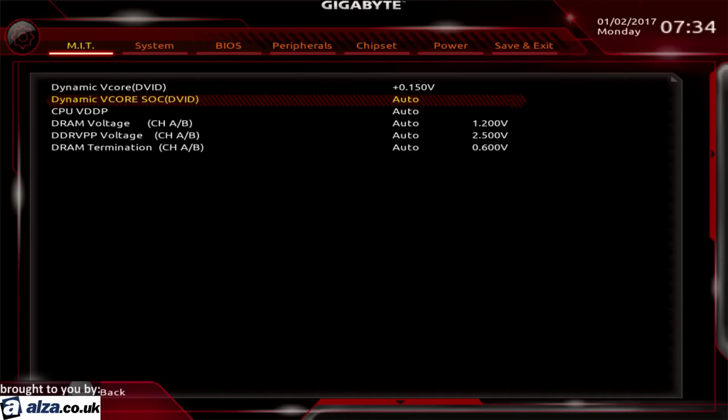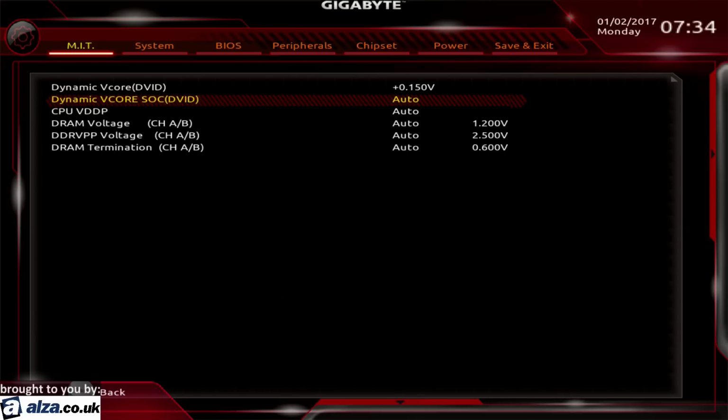The next thing is the V-core SoC. The SoC is everything on Ryzen that isn't the cores or the memory PHYs. Well, there are a few bits of the chip that aren't part of the SoC, but basically everything else is, and that includes the Infinity Fabric and a good chunk of the memory controller. So in some cases you're going to want to crank up the voltage on that.